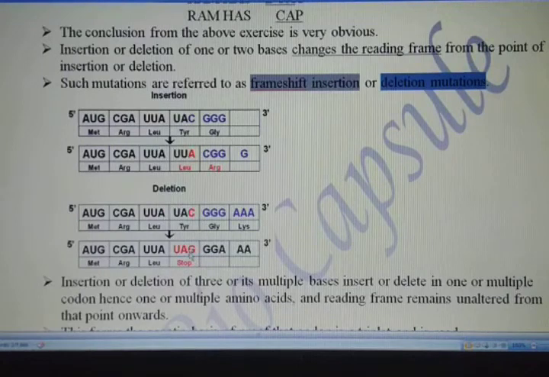So if you consider the function of this protein, this is a defective protein, so it will not be able to carry out the function that the original protein, for which the gene was responsible, could have done. Likewise over here also.